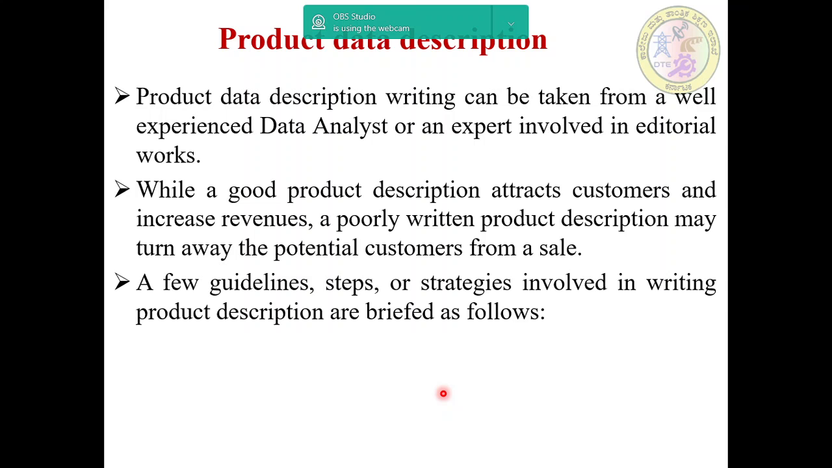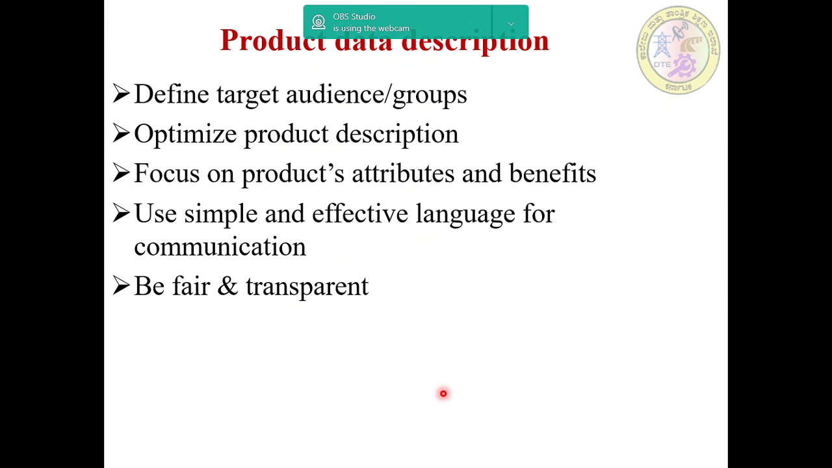Here, in this there are: define target audience or groups. Another one is optimize product description, and then focus on product attributes and benefits. Use simple and effective language for communication. Be fair and transparent. These are the main guidelines or steps or strategies involved in writing a product description. These are the main concepts you have to follow. We'll discuss one by one.